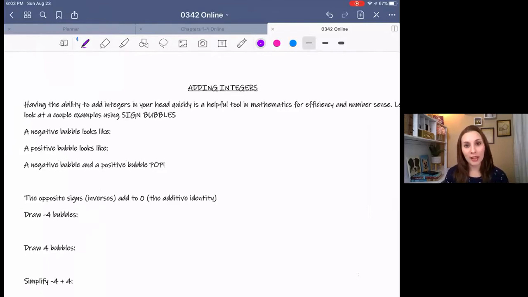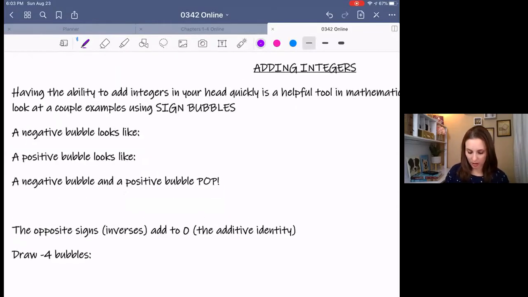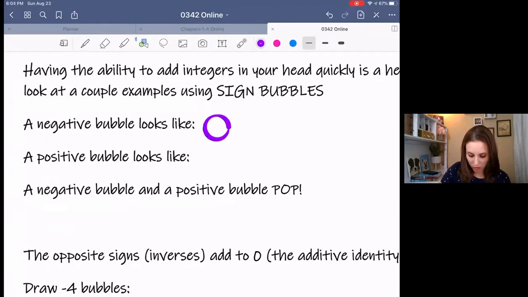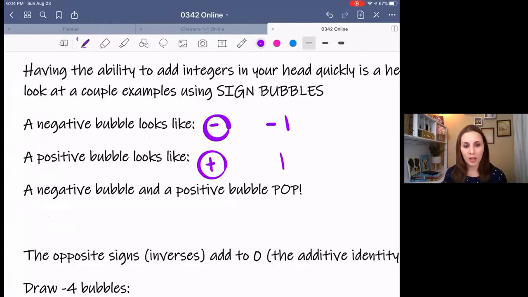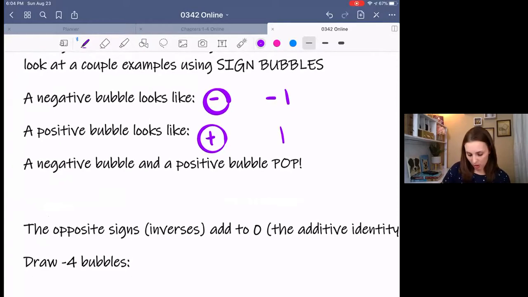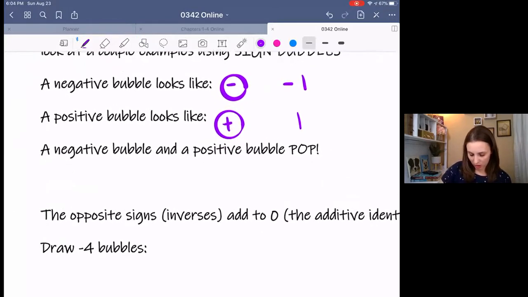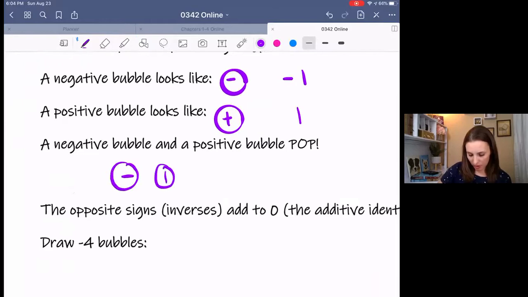So a negative sign bubble is just a circle with a negative sign. And a positive sign bubble is just a circle with a positive sign. That's all it is. So this negative bubble represents -1, and this positive bubble represents +1. So that's all that means. And then a negative bubble and a positive bubble, whoops, sorry, negative, positive, pop, because they're opposites, so they kind of undo each other.